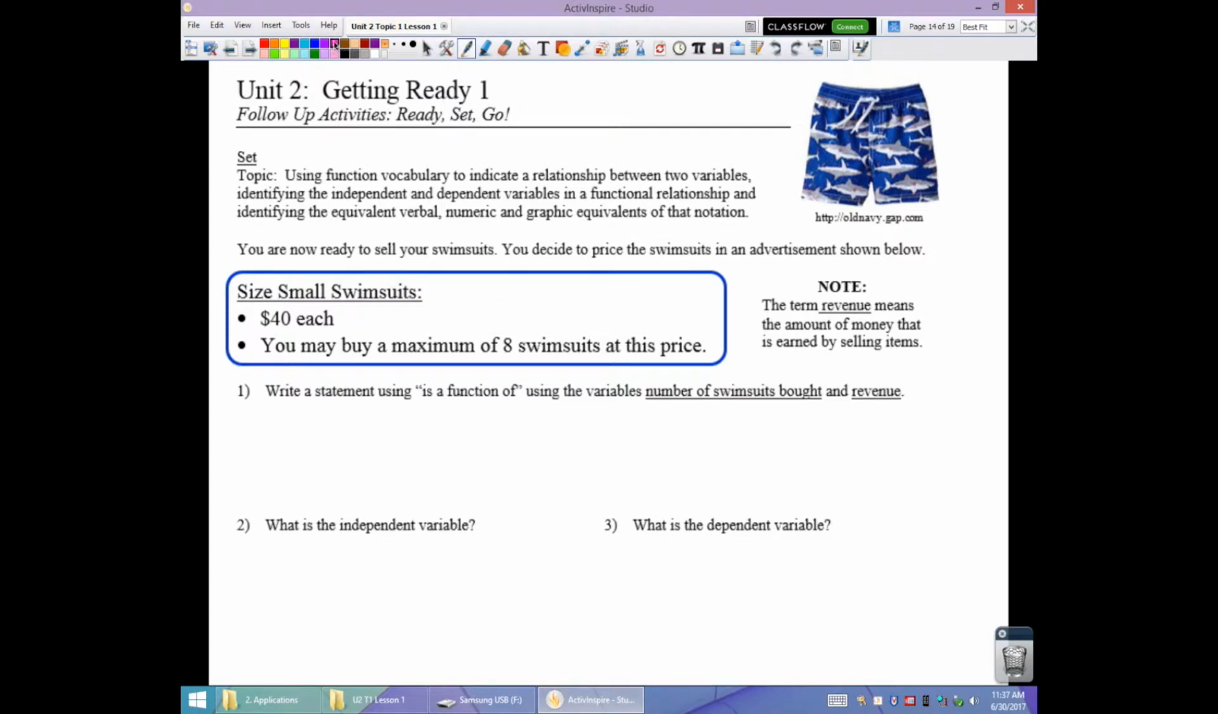So we're really asking which one of these controls the other one. Well, the number of swimsuits bought would control the revenue. So revenue is a function of number of swimsuits bought. That implies to us that the independent variable is the number of swimsuits, and the dependent variable is the revenue.